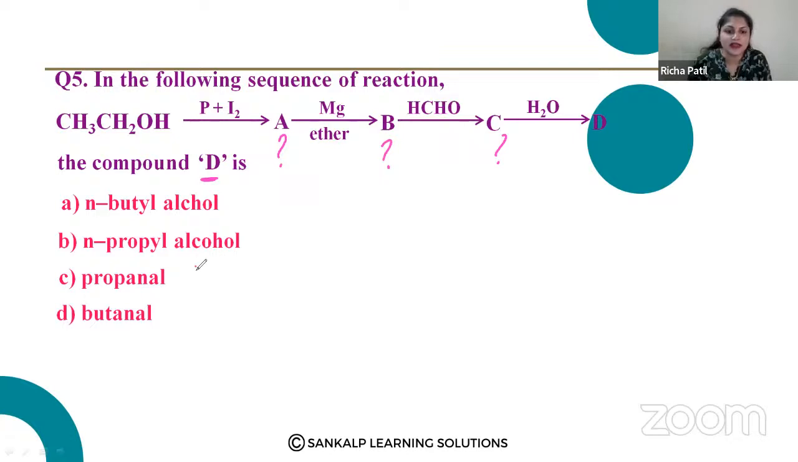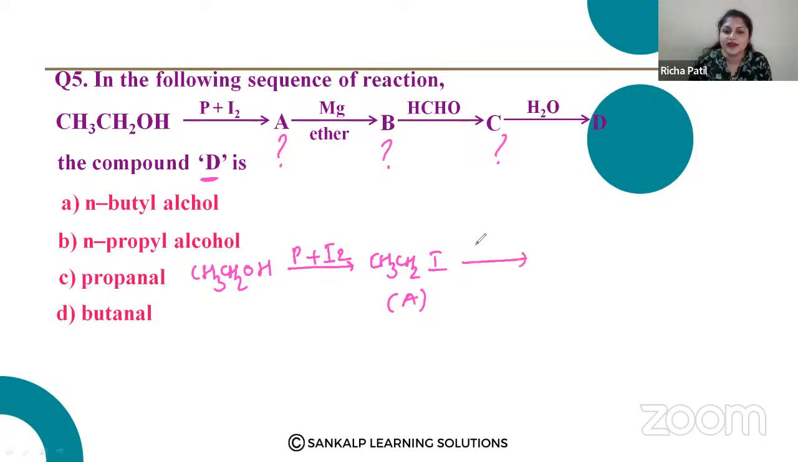So our starting reactant is CH3CH2OH. Okay, CH3CH2OH. Then this is treated with P plus I2, phosphorus plus iodine. Then what does it give you? OH is replaced by which nucleophile? Iodide. Okay, CH3CH2I. So this is our A.